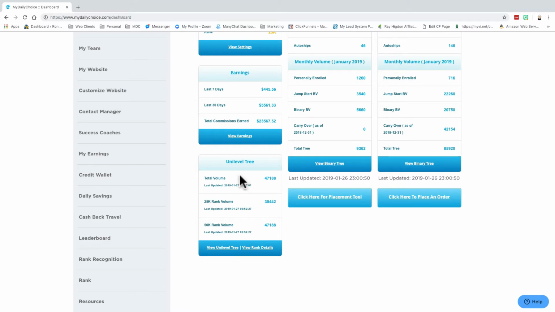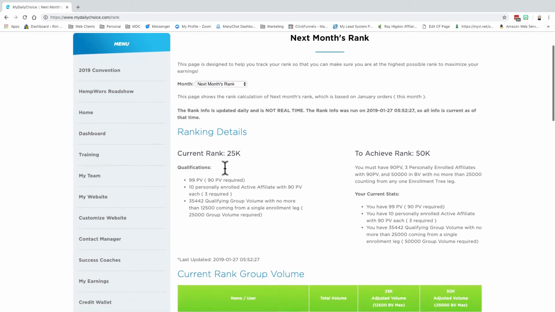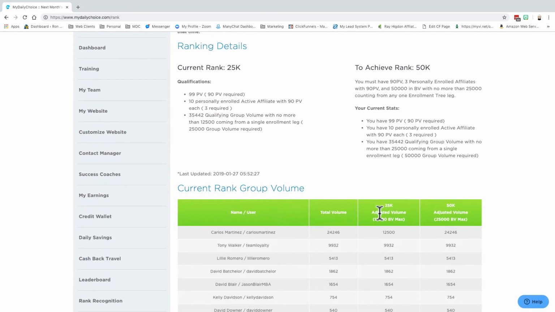So as you can see here, and the cool part is if you look at the details, here it says 5K affiliate. For 25K, I can only get 12,500 from Carlos. So I've maxed out. Even though he's got 24,000, when I was going to 25K, I could only use this much. So as soon as he makes his 25K, probably today or tomorrow at the latest, right?